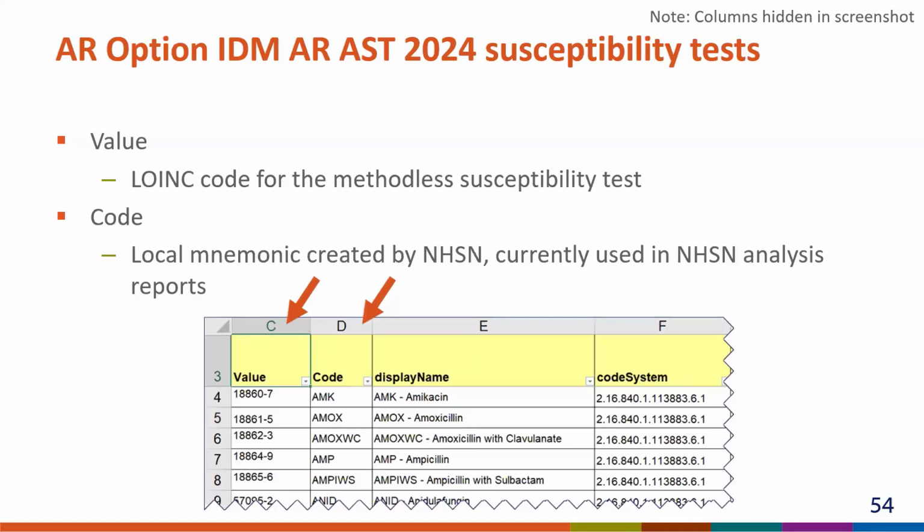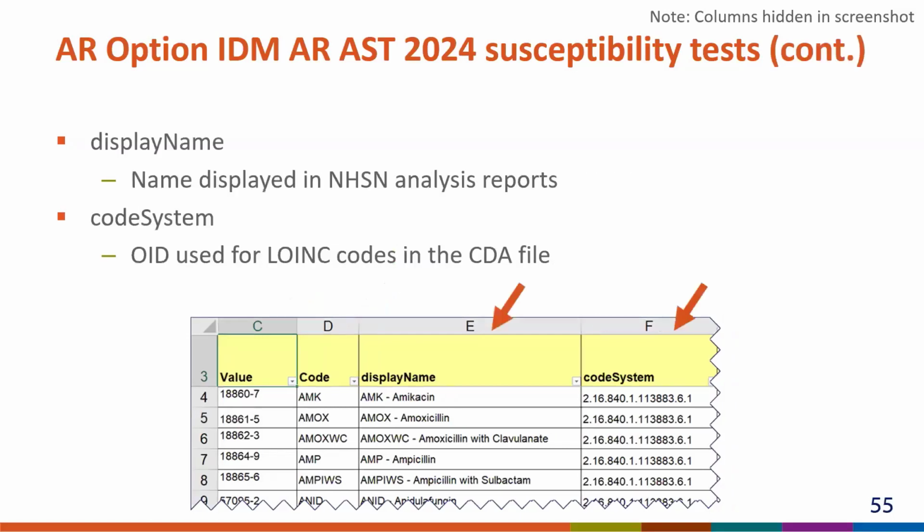So walking through this tab a little bit more, the value in column C is the LOINC code for the methodless susceptibility test. So we've made the choice that we are asking for methodless test codes. The code in column D is the local mnemonic code created by NHSN that's currently used in NHSN analysis reports. Next slide, please. Column E is the display name. This is the name that's displayed in analysis reports. And the code system is the OID used for LOINC codes, and that OID is really just used in the CDA file. Next slide, please.